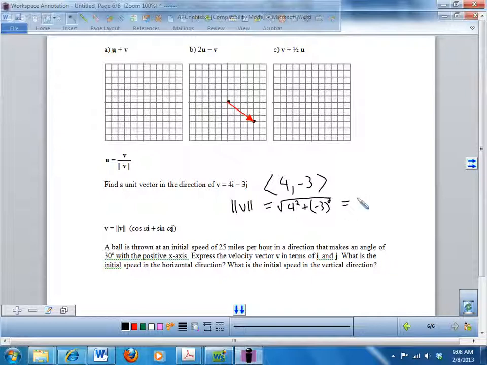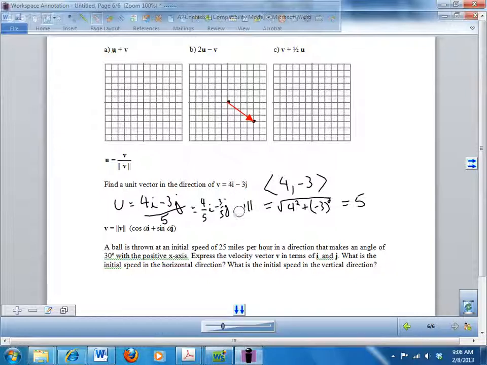This is a 3, 4, 5 right triangle, okay? So the magnitude of this is 5. So a unit vector in the same direction as this, u, is going to look like 4i minus 3j divided by 5. In other words, another way to write this is 4/5 i minus 3/5 j.